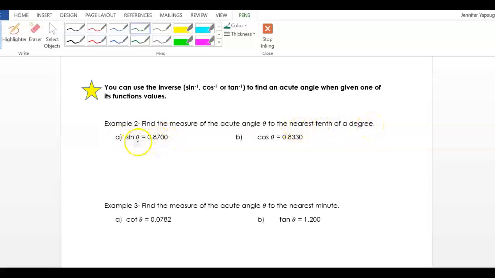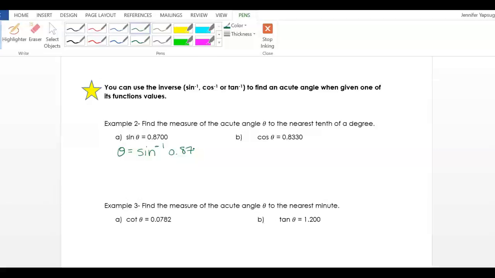To find the angle theta, you are going to apply the inverse of sine to find that. So you can write this now as the angle theta is equal to the inverse of sine of 0.87.